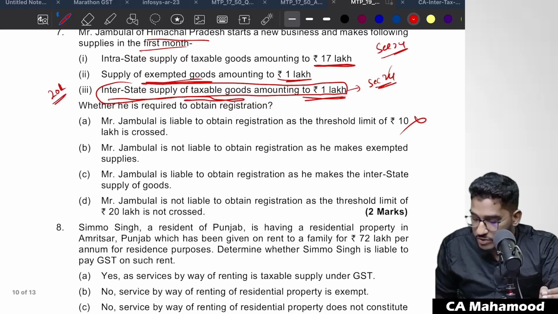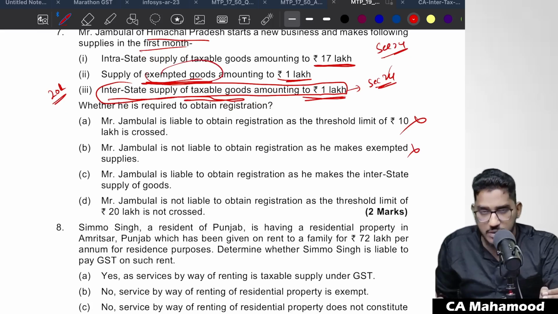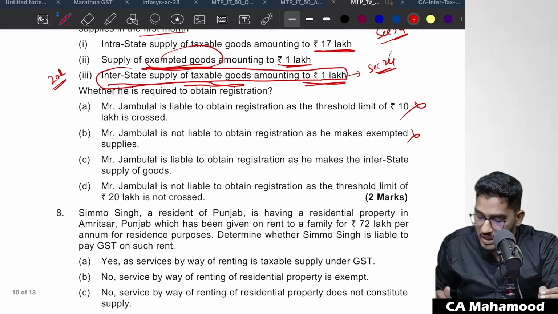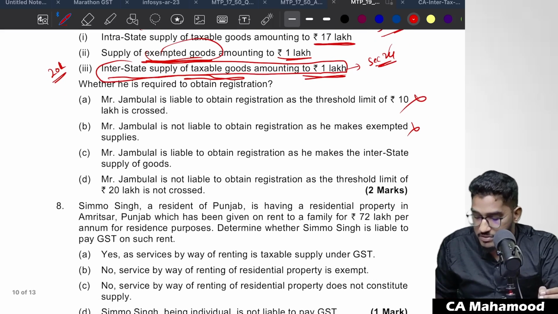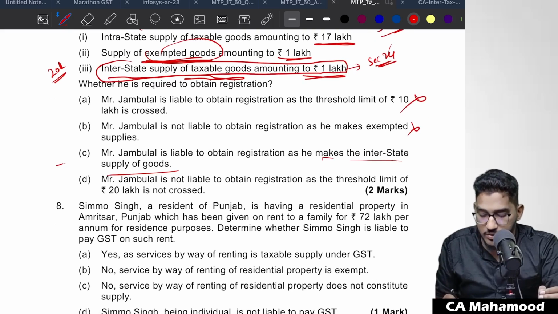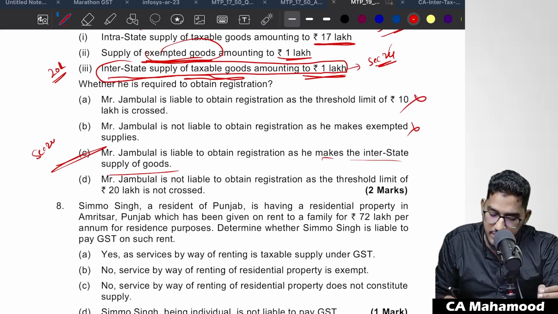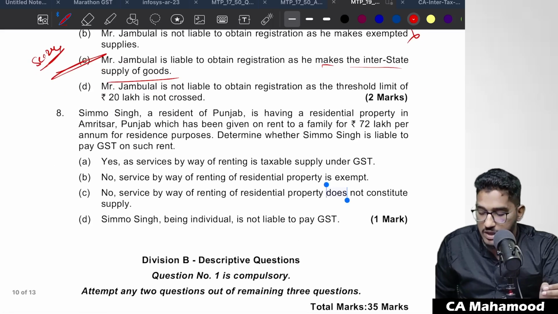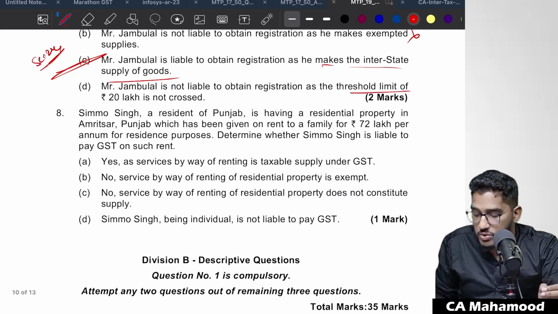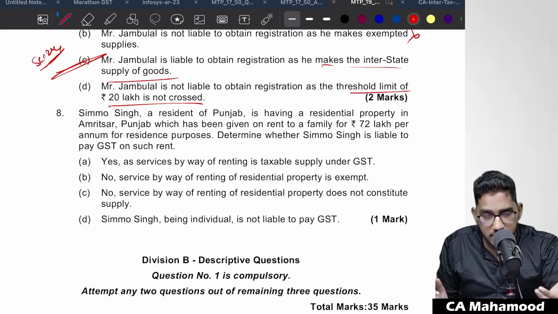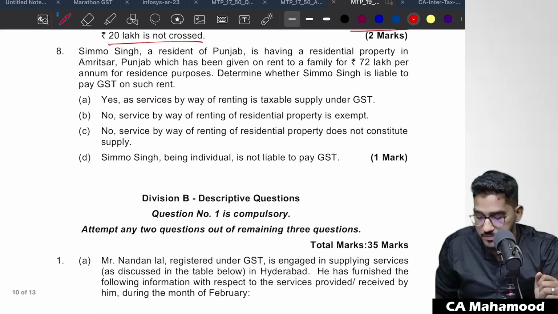Mr. Jambulal is not liable to obtain registration as he makes exempted supplies. No. Even though he's making only one exempted supply, the remaining two are taxable supplies. No. Mr. Jambulal is liable to obtain registration as he makes the interstate supply of the goods. Yes, he falls under section number 24, compulsory registration. Mr. Jambulal is not liable to obtain registration as the threshold limit of 20 lakhs is not crossed. Here, the limit itself does not become applicable. Interstate supply, compulsory registration. So, option C is the correct option.